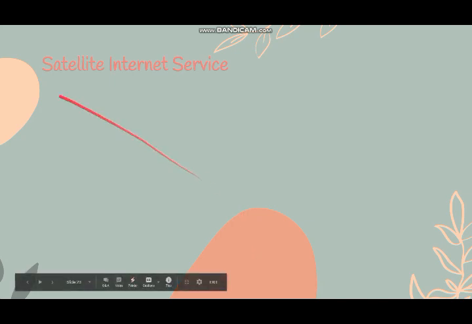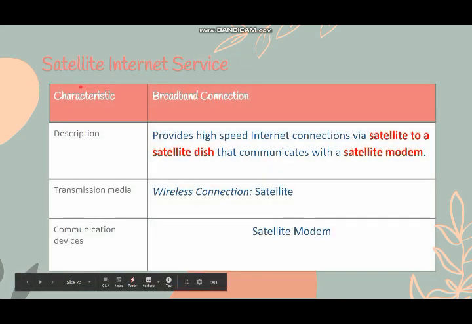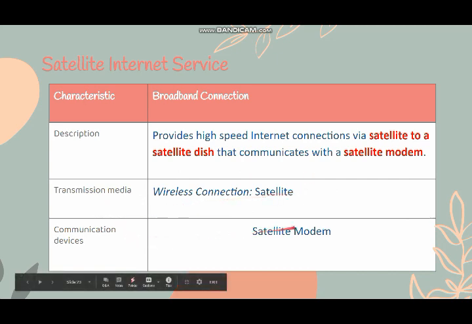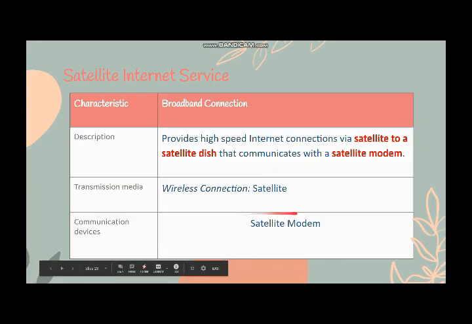The last one, we have satellite internet service. So satellite internet service provides a high-speed internet connection via a satellite to a satellite dish that communicates with the satellite modems. So transmission media, we have satellite, and communication device, we have satellite modem.